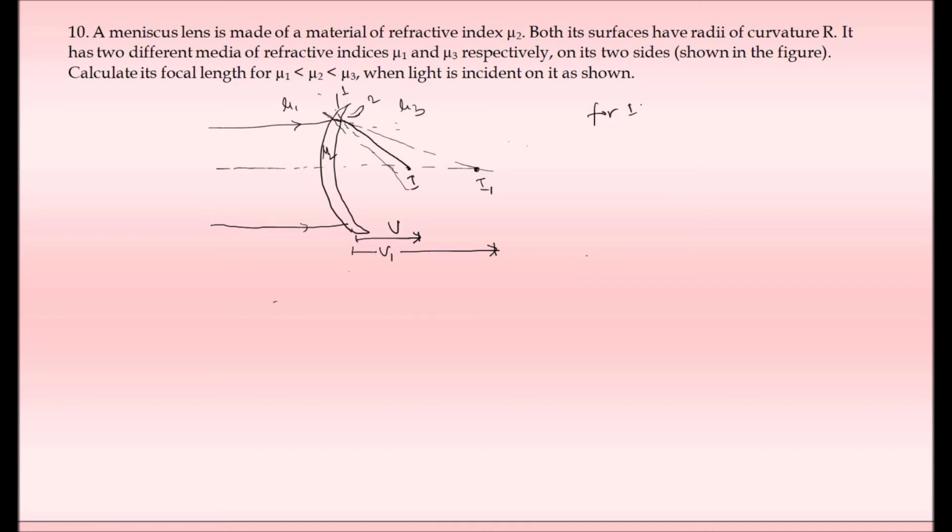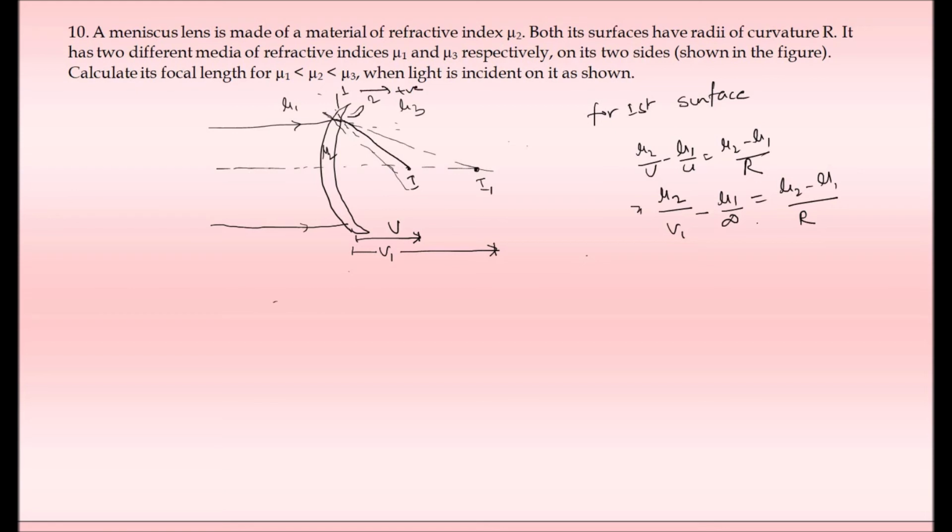So for the first surface, our formula is mu2 by V minus mu1 by U is equal to mu2 minus mu1 by R. If I put the value of V as V1, then mu2 by V1 minus mu1 by infinity, since U is infinity, equals mu2 minus mu1 by R. R comes with a positive sign because the direction of the incident light ray is taken as positive. So mu2 by V1 is equal to mu2 minus mu1 by R. This is our equation 1.